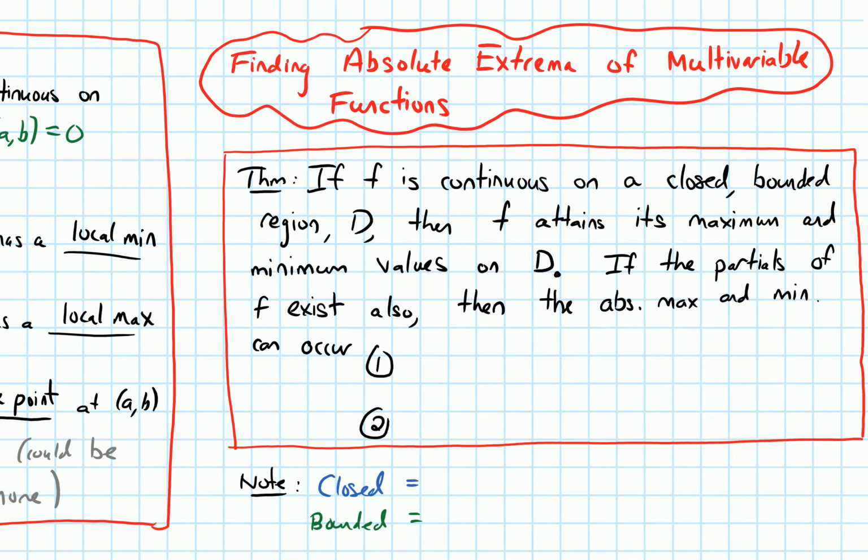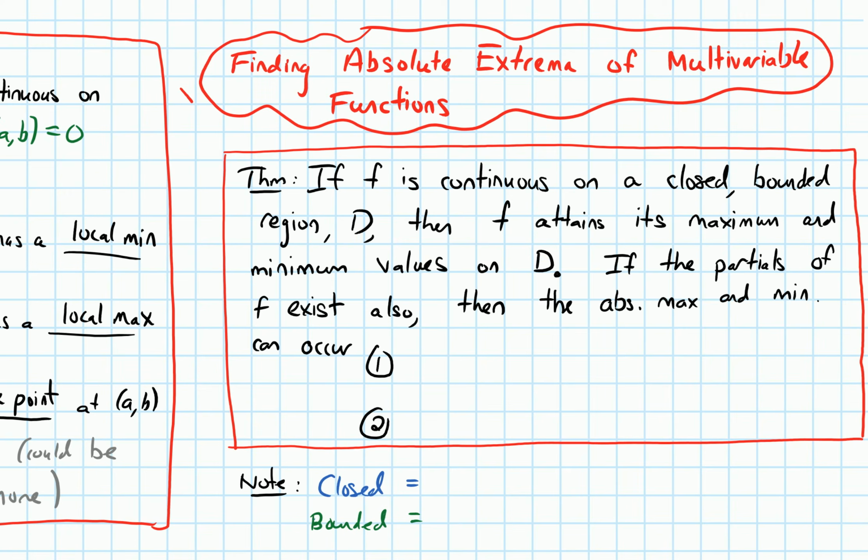In this video, we will talk about how to find absolute extreme points of multivariable functions. So we're going to be finding absolute maxes and absolute mins. The key to finding where these places happen is the following theorem. It says that if f is continuous on a closed and bounded region D, then the function f attains its maximum and minimum values on that region D.